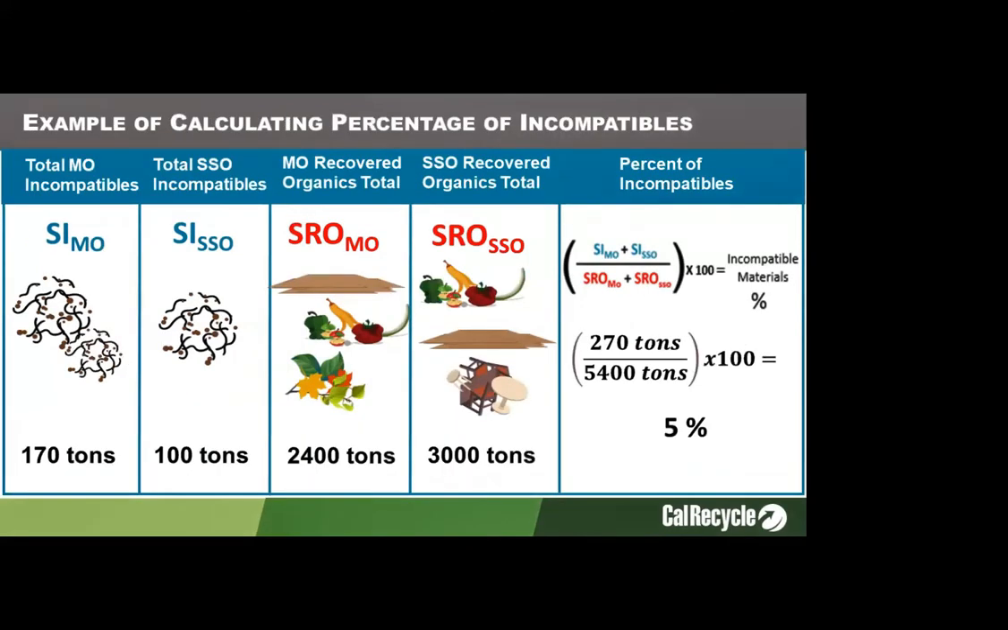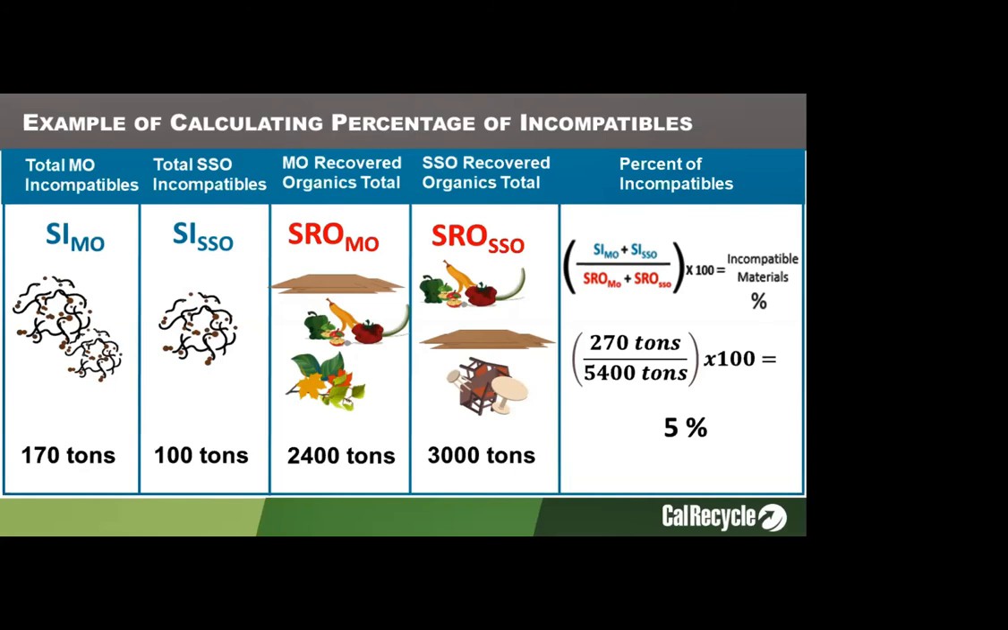For example, in this reporting period, the operator performed the sampling and calculations on both the MO and SSO for the quarter. Remember, SI is the sum of incompatibles, SRO is the sum of recovered organics. The operator calculated the following. For the MO, the SI at 170 tons, and the SRO at 2,400 tons. For the SSO, the SI to be 100 tons, and the SRO at 3,000 tons.